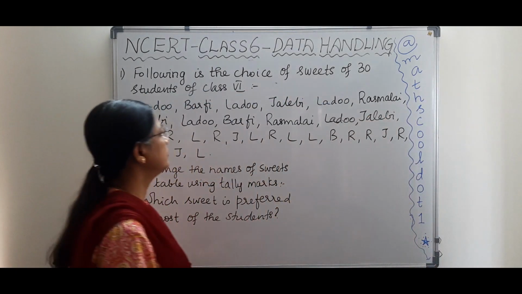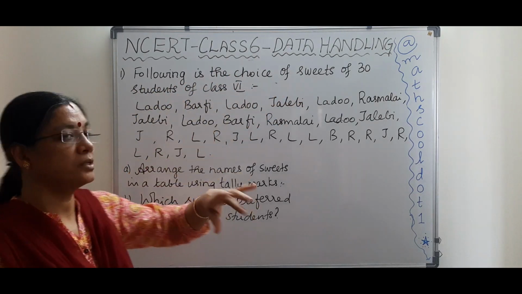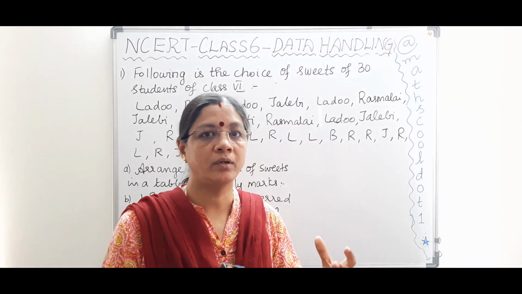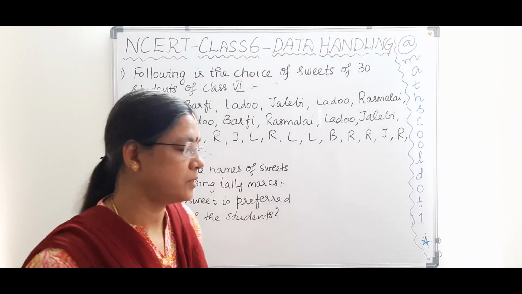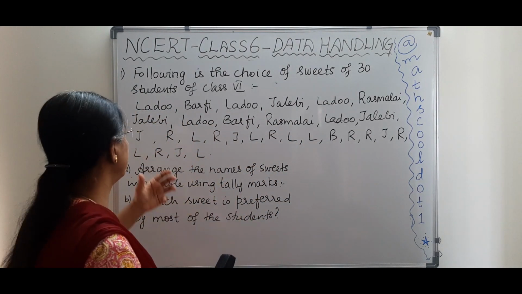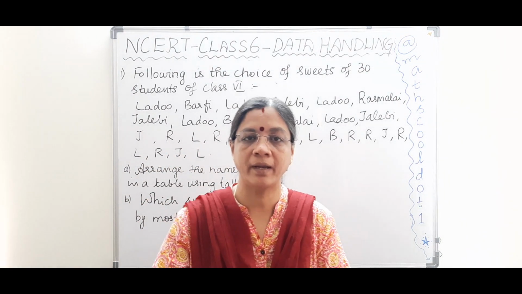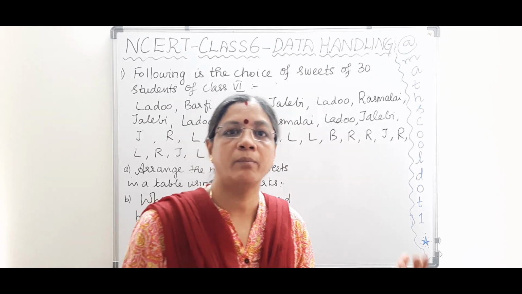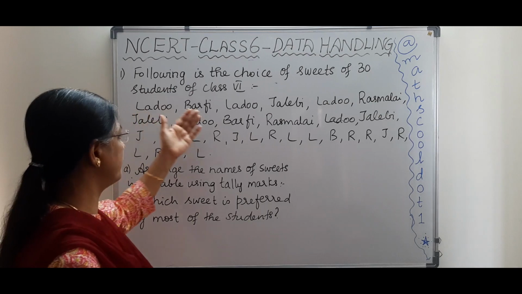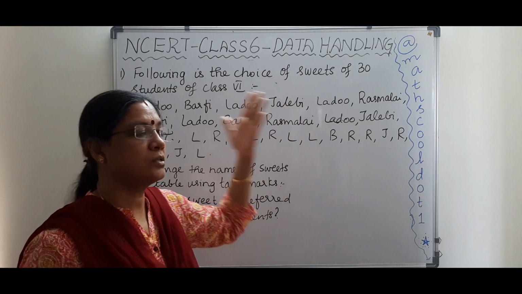Okay, now the first one is, following is the choice of sweets of 30 students of class 6. So we all like sweets, right? They have collected information about the choice of sweets among 30 students, and this is the result they have got. They have collected it randomly. They'll be asking each and every one and writing it down, and then we'll be rearranging that in a particular order. So, laddu, barfi, what are the sweets they have collected?